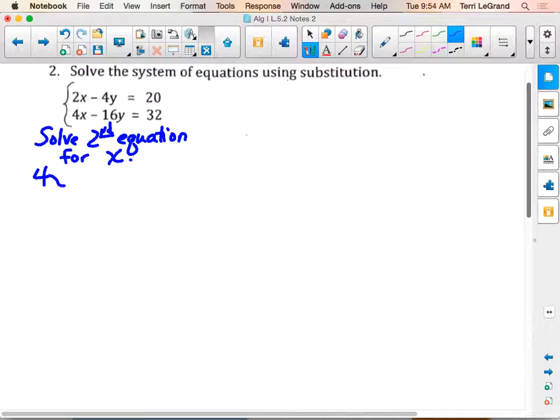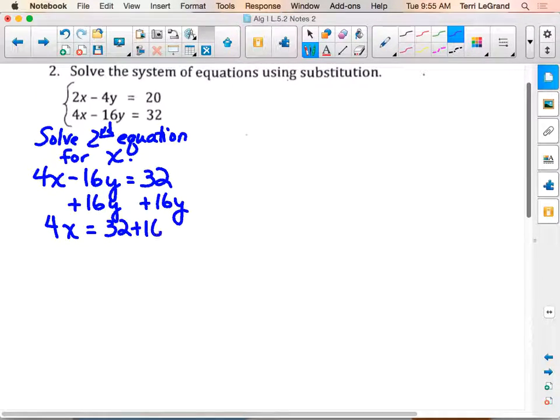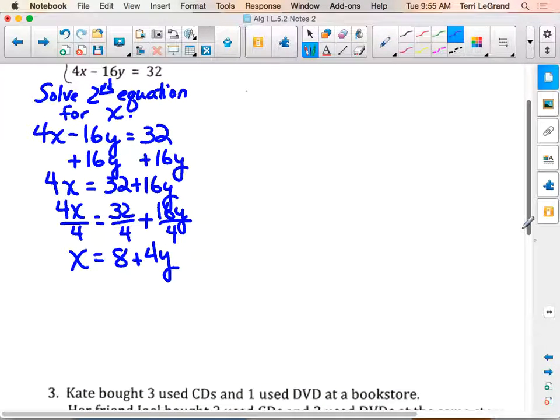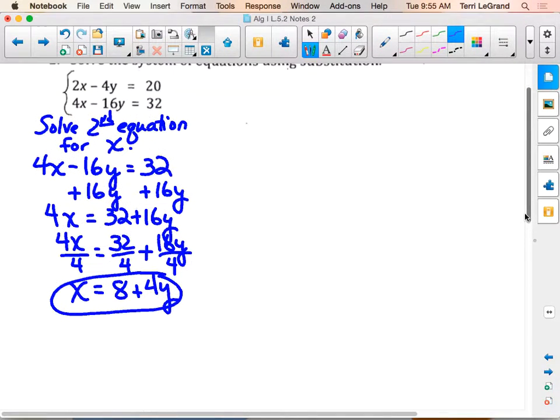So let's take that 4x minus 16y and get it solved for x, because then we don't have to deal again with that fraction. So we're going to add 16y to both sides. And dividing every piece by 4 is really nice. We are going to get integers and get our numbers smaller. So our new name is x equals 8 plus 4y, or at least in my rule. Is it in yours? Yeah? Got the new name for it?